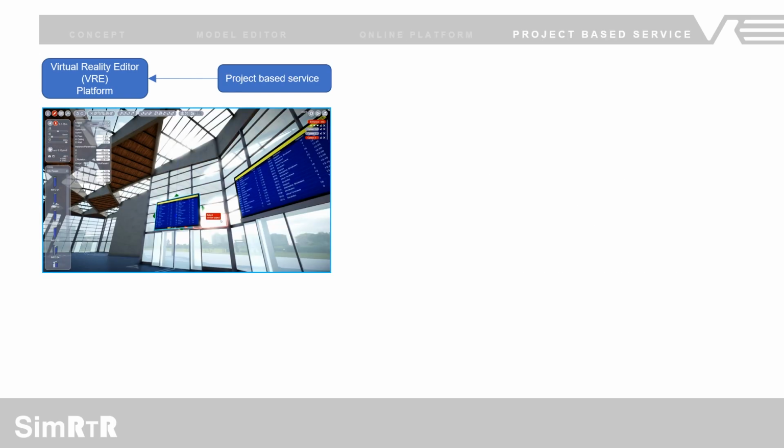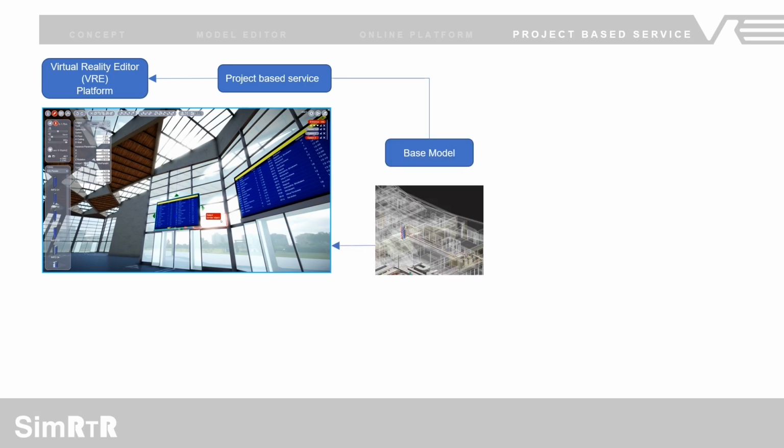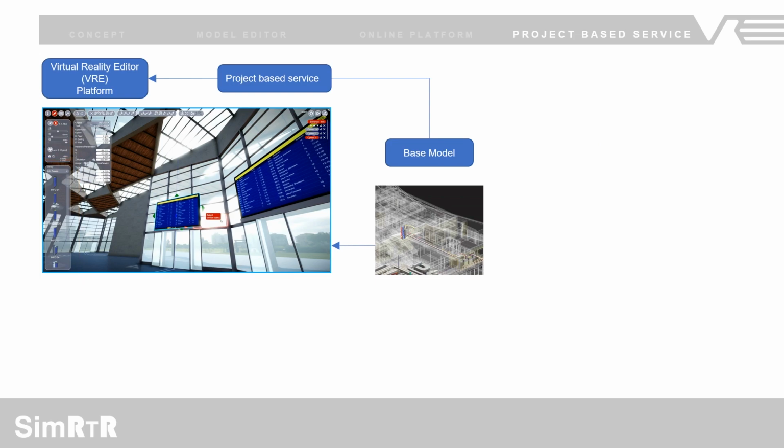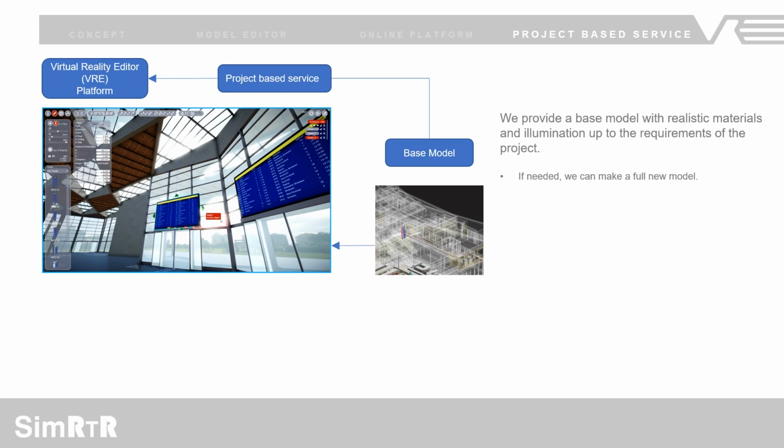Let's move on now to the VR Editor platform as a project-based service. Every project in the platform has two basic components that we are going to fully prepare, working with you in the project: the base model and the libraries of editable objects. For the first component, we provide a base model with realistic materials and illumination up to the requirements of the project. If needed, we can make a full new model.